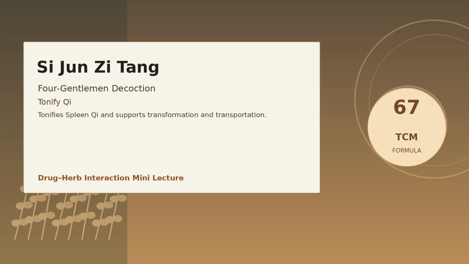Si Jun Zi Tang, commonly translated as Four Gentlemen Decoction, is a classical traditional Chinese medicine formula in the category Tonify Qi. Its core action is to tonify spleen Qi and support transformation and transportation. The pattern framework is spleen Qi deficiency.